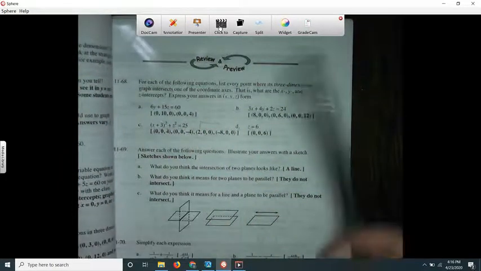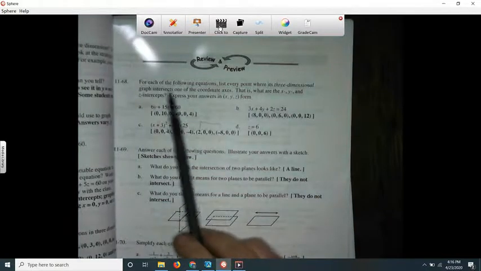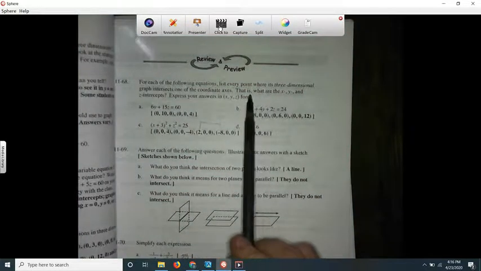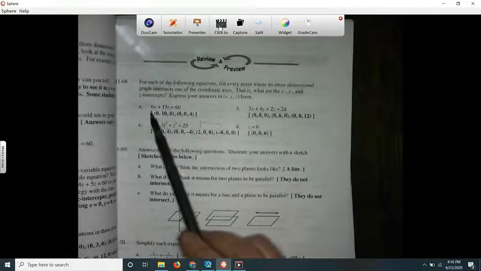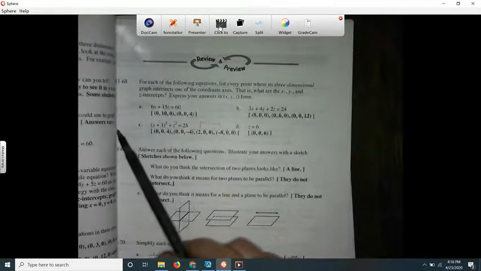You're going to be doing some problems kind of like these ones, and in your homework it asks you what are the x, y, and z intercepts. So you just do like I just showed you a minute ago. If I want the y-intercept here, plug in 0 for x and z, and I would get 10 for the y-intercept. So y would be 10.